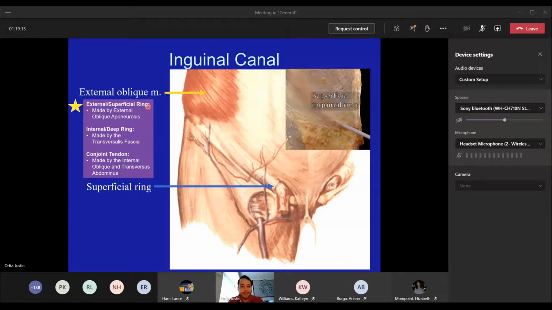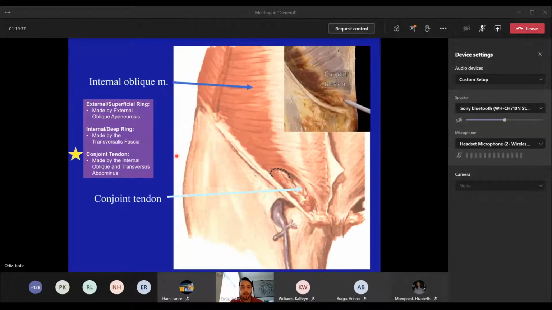We talked about this in so many slides already, but I'm going to talk about it again just to reinforce it. External oblique muscle: you can see the external oblique forms these aponeuroses, which make this superficial ring. You see this aponeurosis comes all the way over here and makes this superficial ring, which is surrounding the spermatic cord right there. That's why the external oblique muscle makes the superficial ring. We talked about the internal already, and on the next slide, the conjoint tendon.